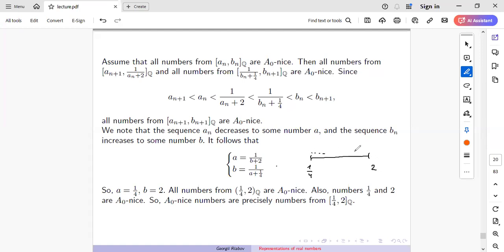This is An, this is Bn, which means that all rational numbers from 1/4 to 2 without boundaries are nice, but 1/4 and 2 are also nice. So we proved that all nice numbers are precisely rational numbers from the segment 1/4 to 2.